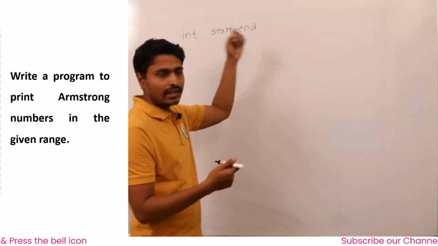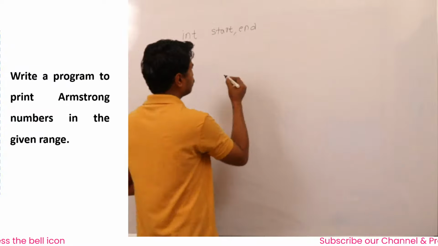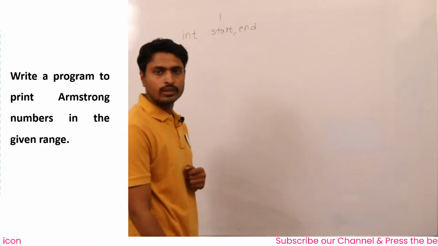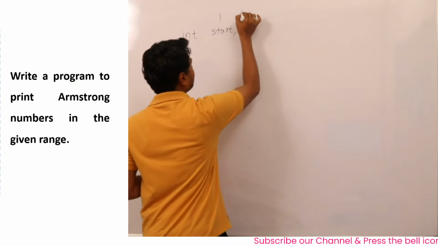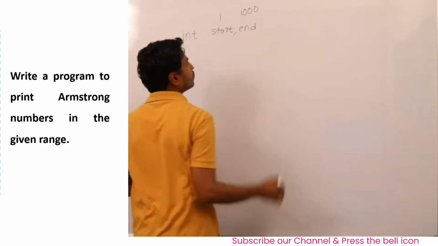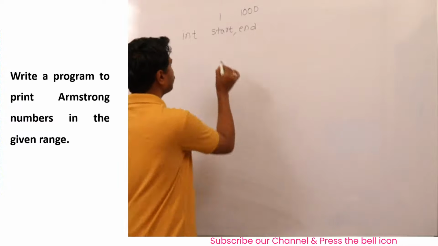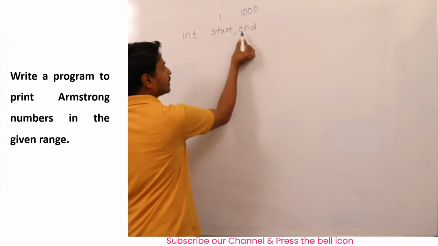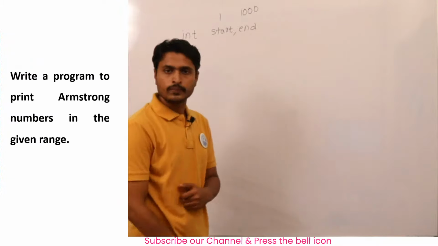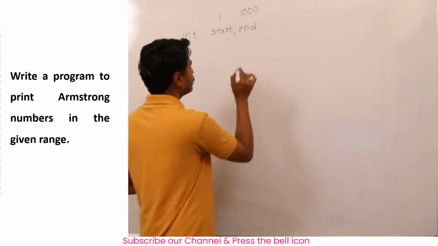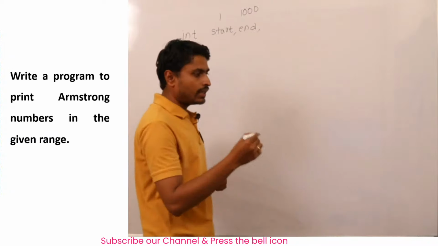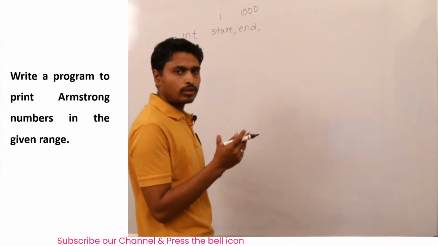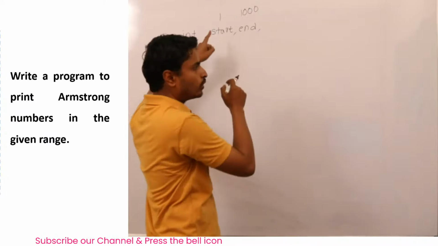So start and end. For example, we are starting with 1, and suppose I'm ending at 1000. Now what are the available values in the start variable and end variable? Start has 1, end has 1000. Clear? Then we'll see how to identify the numbers. The number should be within this range, 1 to 1000.